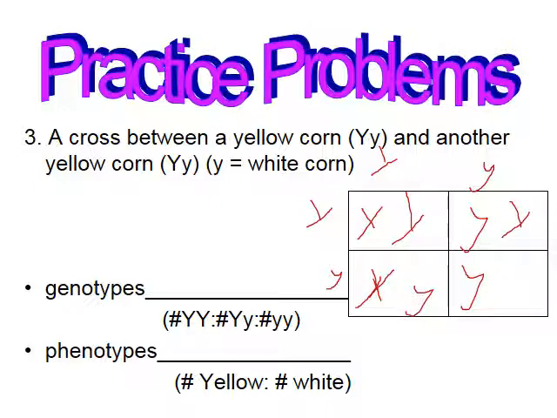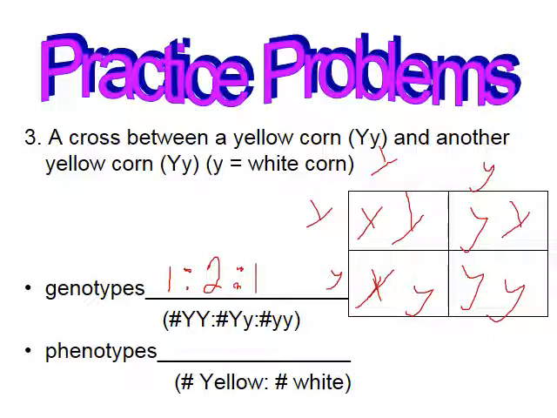Drop them across. So genotypes, we see we have one of them that is homozygous dominant, this one right here, top left. We have 2 that are heterozygous, and we have 1 that is homozygous recessive in the bottom right. So we have a 1-to-2-to-1 ratio of homozygous dominant to heterozygous to homozygous recessive.